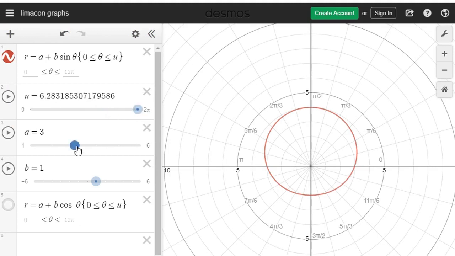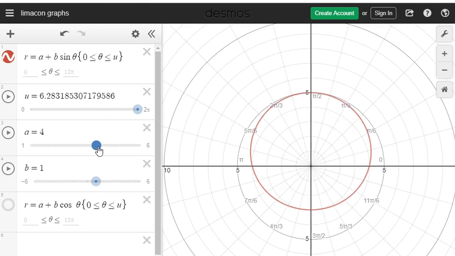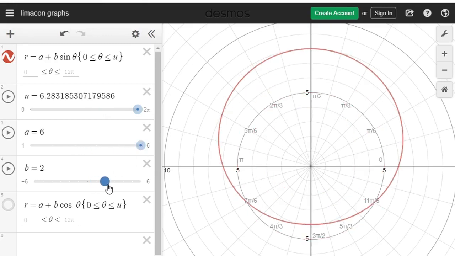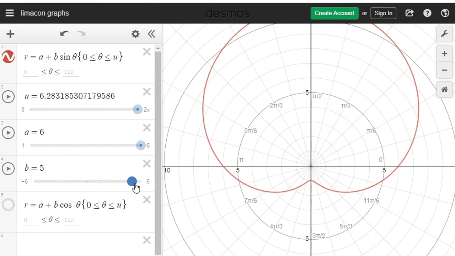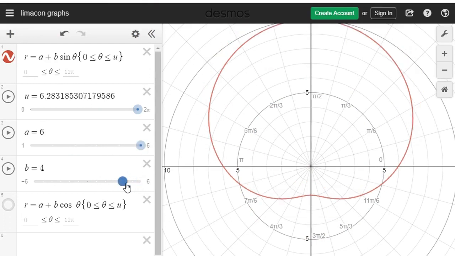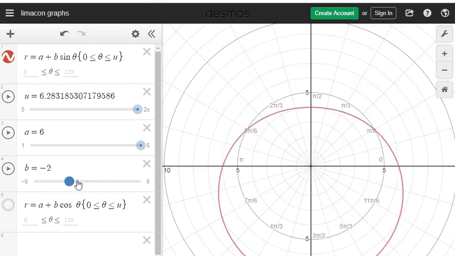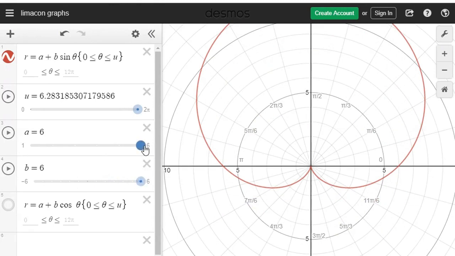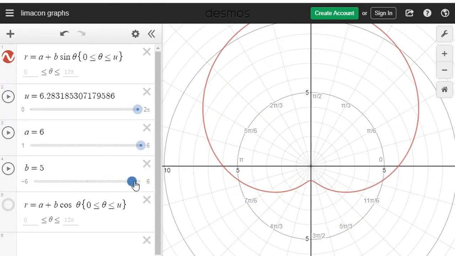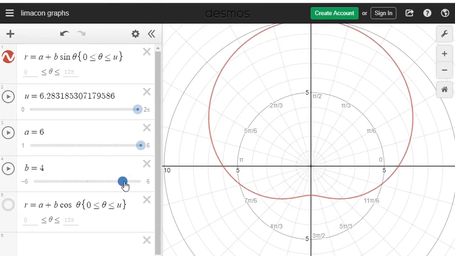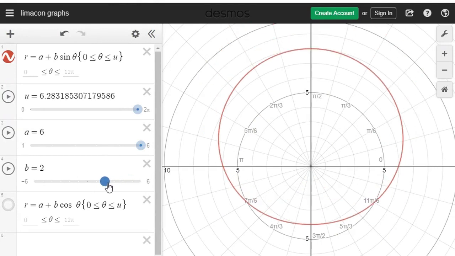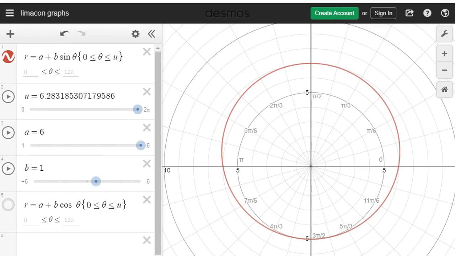It might be easier if we increase our A and B just to kind of show you what it looks like. So if we have this situation, the bigger A is and the closer B gets to A, then the more it looks like a dimple. Even though these are dimples, they're just really, really small dimples as you move along.